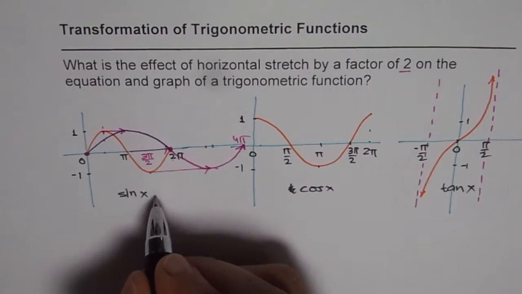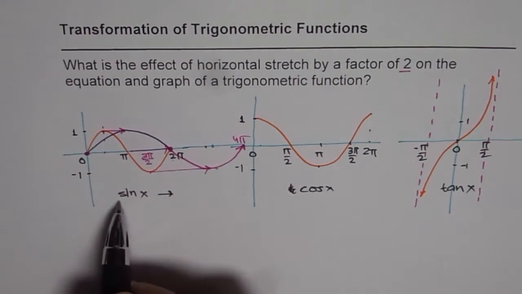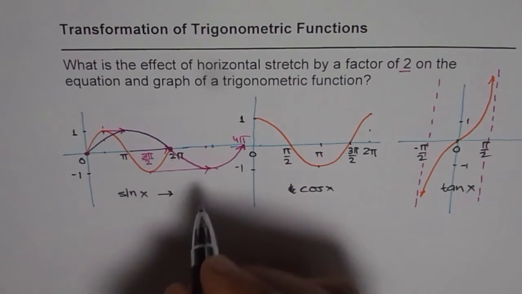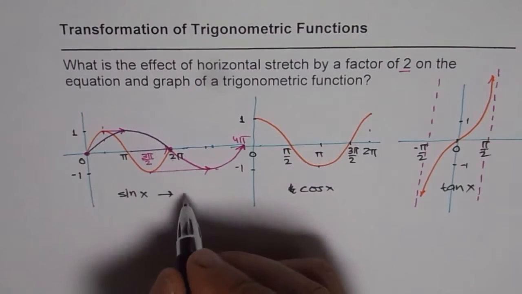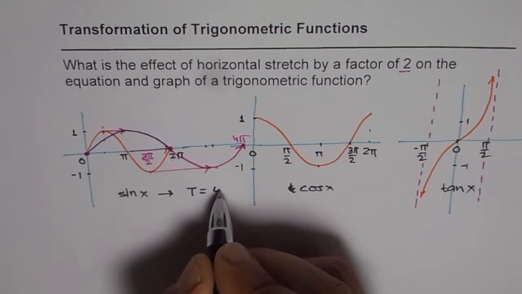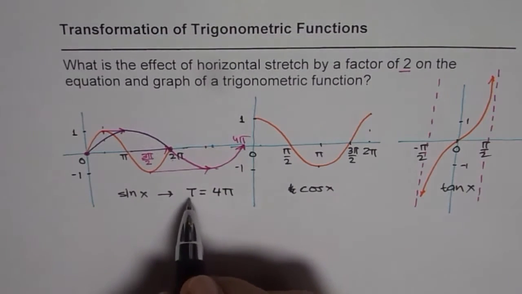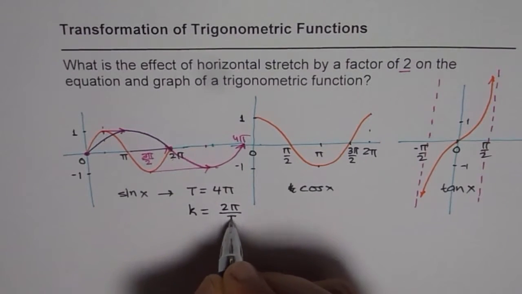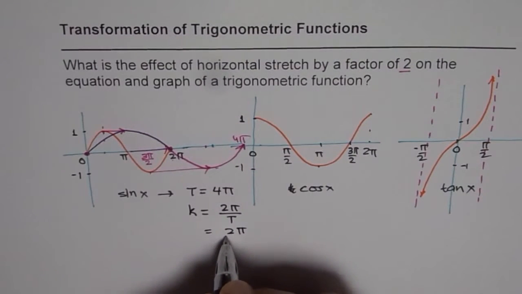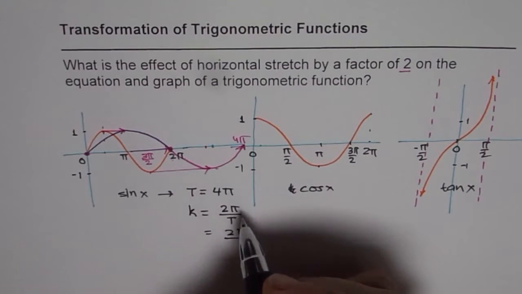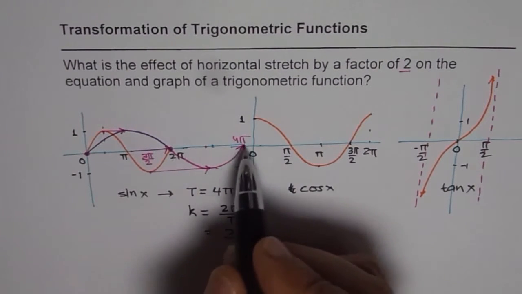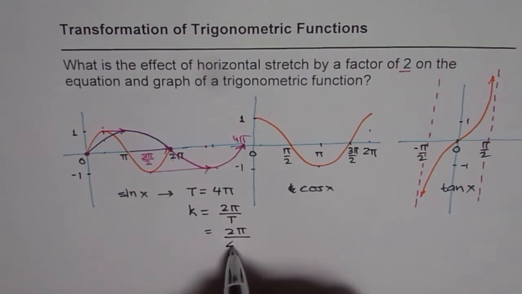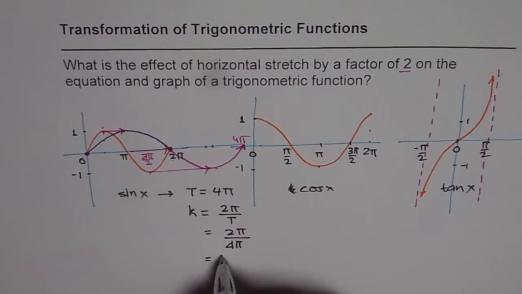Like this. So when I say horizontal stretch, then what really happens here is that the time period instead of 2 pi becomes 4 pi. So horizontal stretch by 2 means time period becomes 4 pi, not 2 pi. If time period is 4 pi, then what is the value of k? K is 2 pi by T, so it will be 2 pi by time period now. One full cycle is not 2 pi but 4 pi. So it will be 2 pi by 4 pi, which is equal to half. Do you see that?